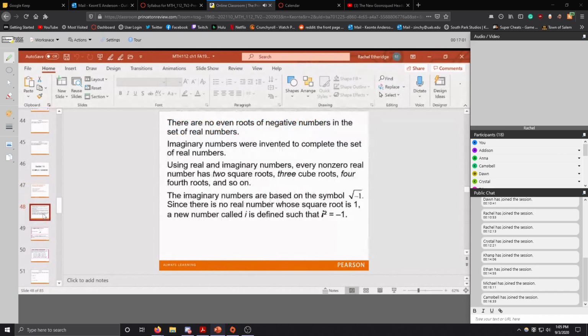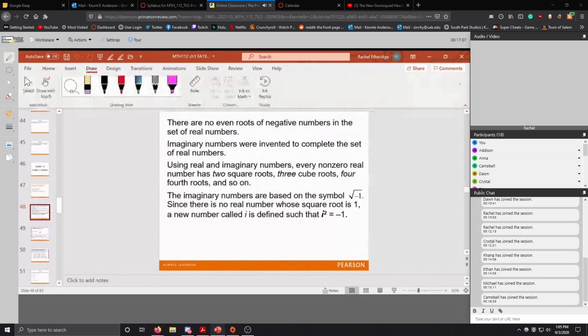So there are no even roots of negative numbers in the set of real numbers. So in other words, you can't take the square root of a negative number or an even root, any even root, the fourth root or whatever. But what we have is a set of numbers called imaginary numbers. And those imaginary numbers, they say were invented, but I don't think you would call it really invented because they do actually exist, even though they're called imaginary, but they do complete the set of numbers.